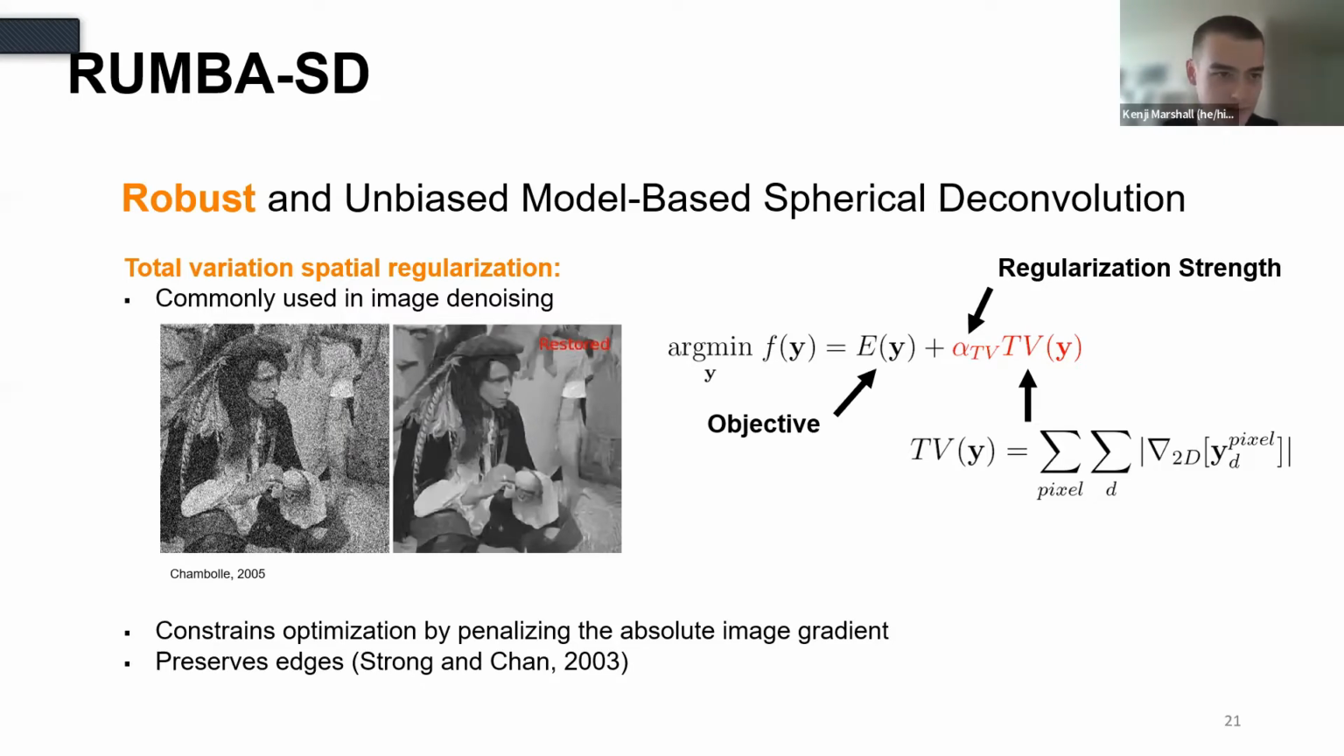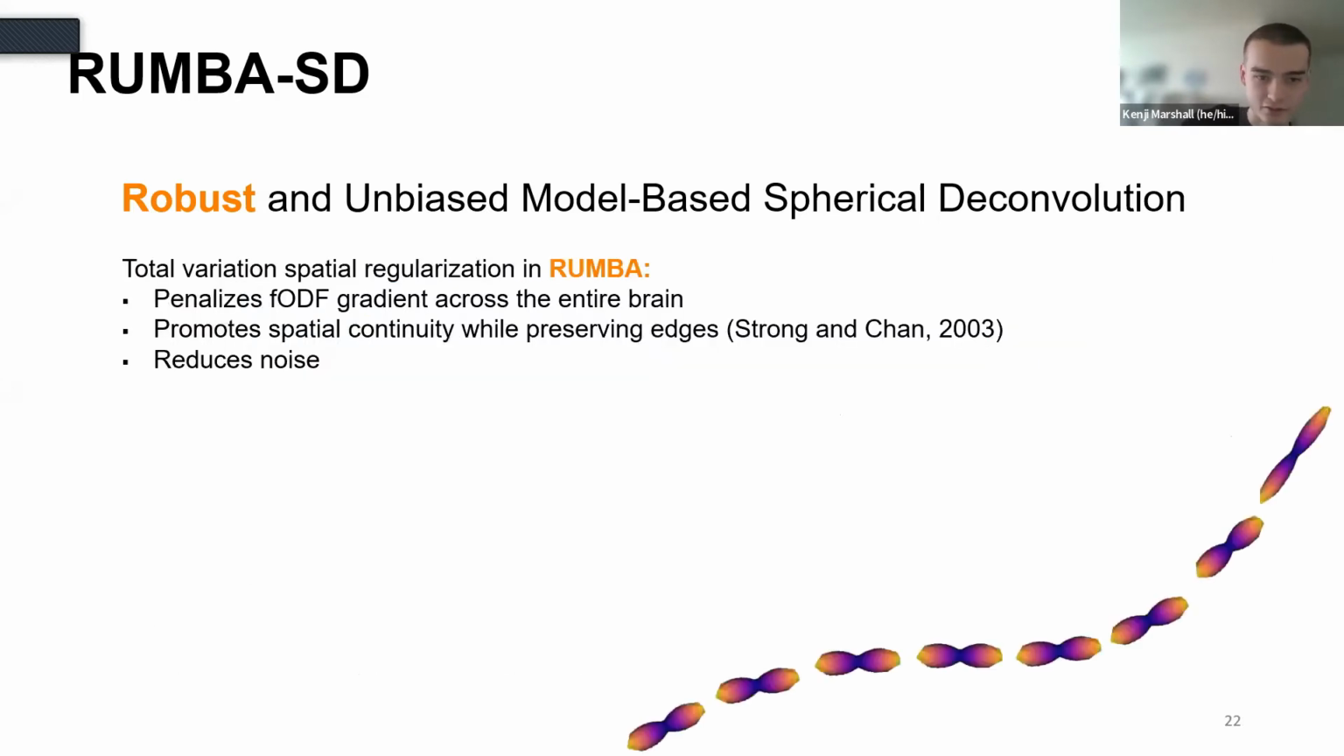So as I said, summing these absolute signal gradients. In images, you'd be summing over all pixels, over all dimensions, which would be color channels. You can imagine an RGB image, for example, and then taking the absolute value of these 2D gradients, the magnitude of these 2D gradients, and summing them all together. So we can apply this concept directly to local reconstruction. Rather than penalizing our image intensity gradients, we would be penalizing our FODF gradient across the entire brain.